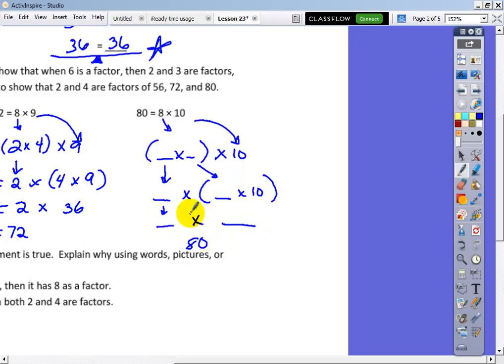This should be 80, because 80 is equal to 80. All these are going to be equal to 80. 80 equals this, and 80 equals this. And 80 equals 80, and we're done. Try that one on your own. See if you can do that.